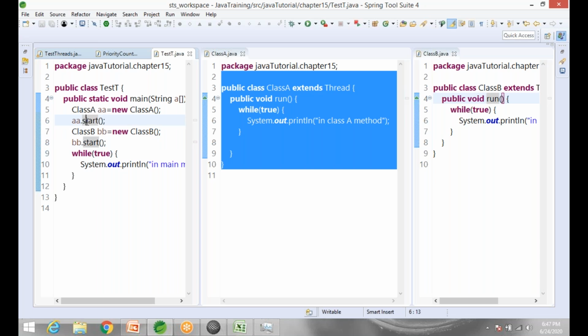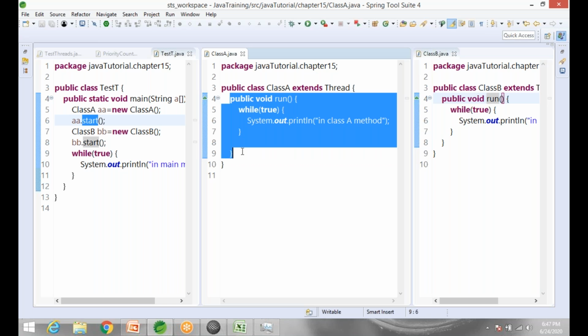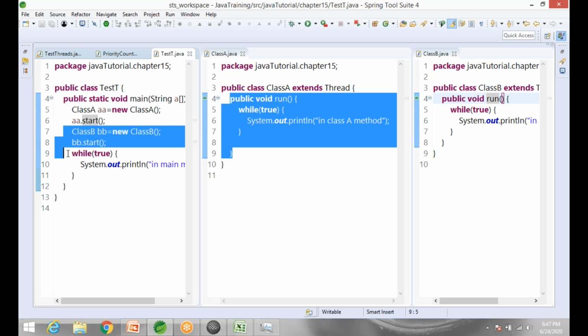So the start method is basically an indication that from this point onwards, this will be parallel programming. If you call the run method, this will be sequential programming. It will call the run method, come back, and then continue. But if you say start, your program will become parallel. So when you say start, this method will be running at the same time as the main method. That's the difference between start and run.